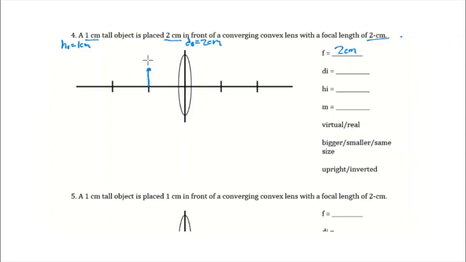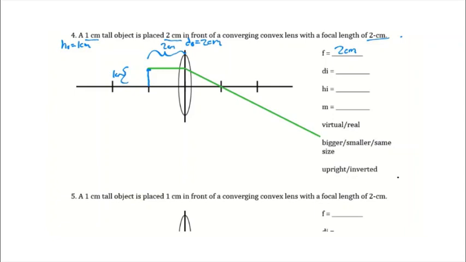So we've measured exactly 2 centimeters from our principal axis, and we've constructed our object so that it is exactly 1 centimeter tall. Okay, so now we're ready to begin with our ray diagram rules. Rule number 1, a ray drawn parallel to the principal axis is refracted through the focal point. So we draw it parallel to the principal axis.